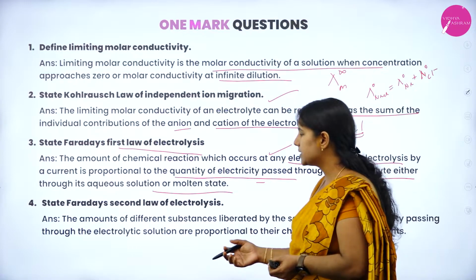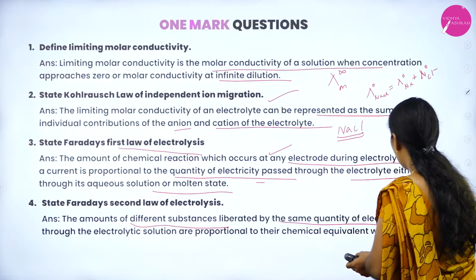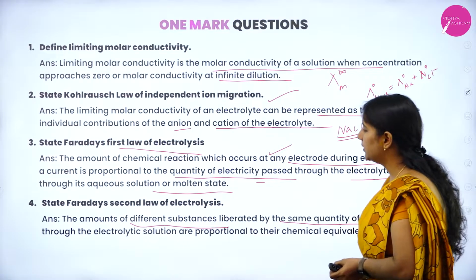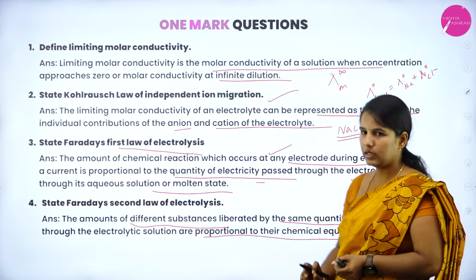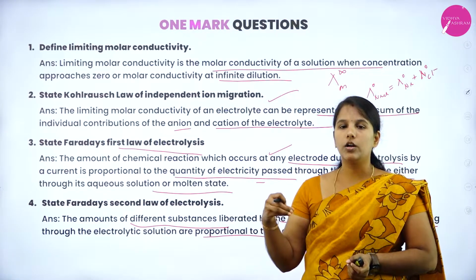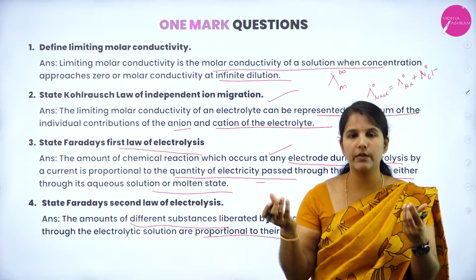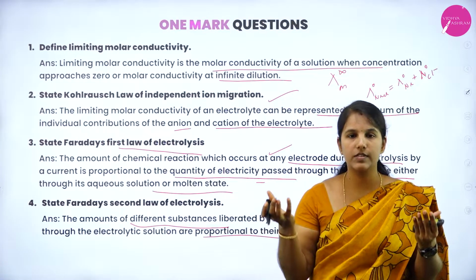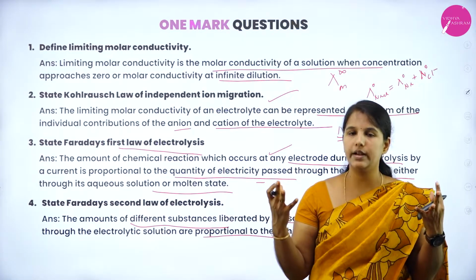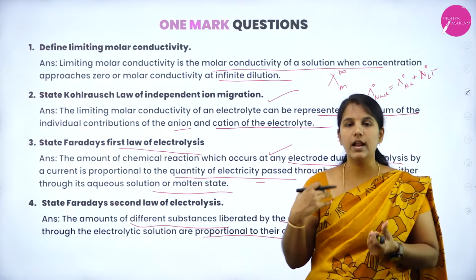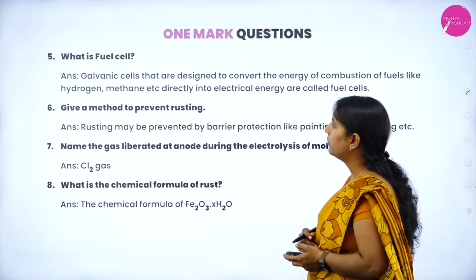The second law states that the amounts of different substances liberated by the same quantity of electricity passing through electrolytic solutions are proportional to their chemical equivalent weights. Suppose you are passing electricity through two different electrolytic solutions which have substances of different weights. When you pass the current, the amount of substance liberated is directly related to its chemical equivalent weight. Next, what are fuel cells?